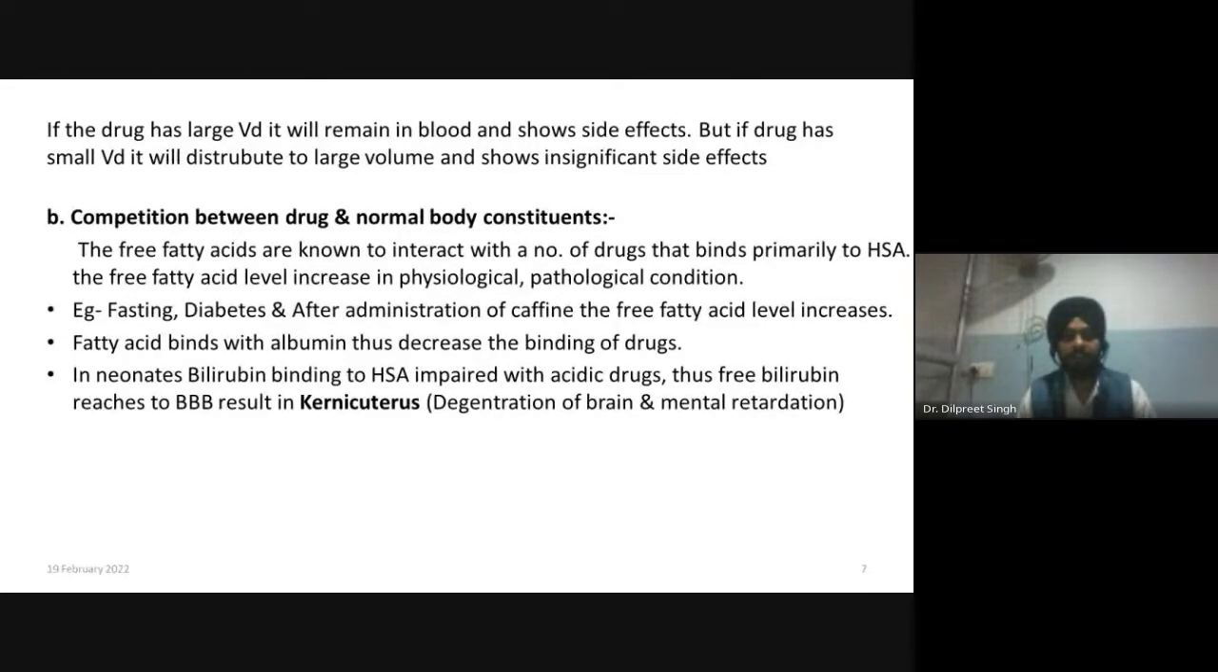In neonates, bilirubin binds to serum albumin and gets impaired by various types of acidic drugs. Thus free bilirubin reaches the blood-brain barrier, resulting in what is called kernicterus. Kernicterus is basically a disease condition that causes degeneration of the brain and mental retardation.